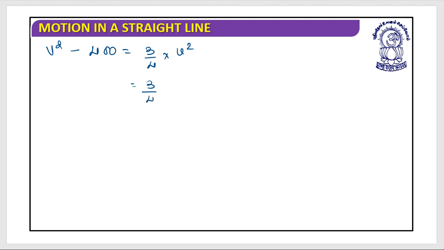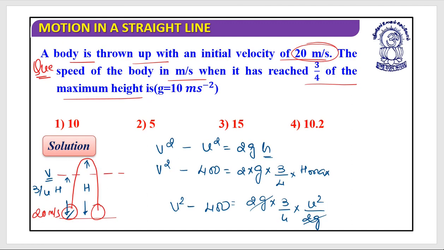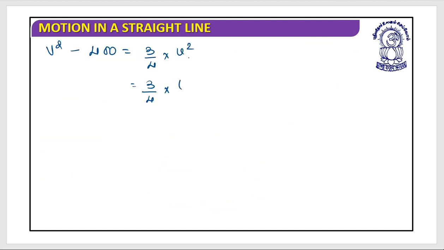So this is equal to 3 by 4 multiplied by u square. u is the initial velocity, which is 20. So u square is 400. So that should be equal to 3 by 4 multiplied by 400. This 4 and this 400 will go, and this is 300. So this is 300, and this is equal to v square minus 400. I hope these things are clear to you.